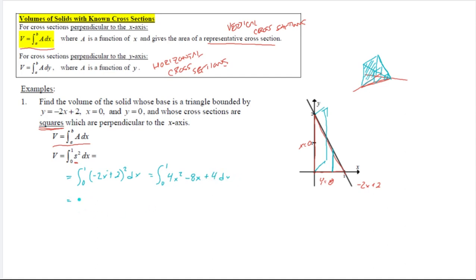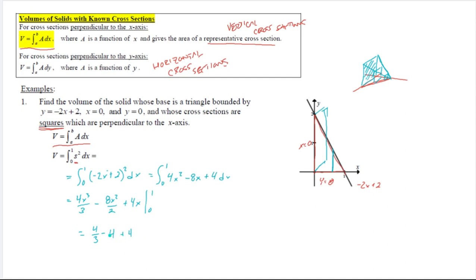So if we were to take the integral of this, it is going to be 4x cubed over 3 minus, this becomes 8x squared over 2, and then plus 4x. And this is going to go from 0 to 1. Nice thing about this is if we look at the 0 portion, all of these have a variable in there, so they'll all be 0, which means basically we're looking at 1 cubed, so this becomes 4 thirds minus 8 halves, which is 4 plus 4.